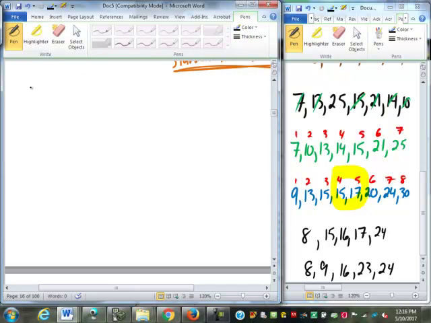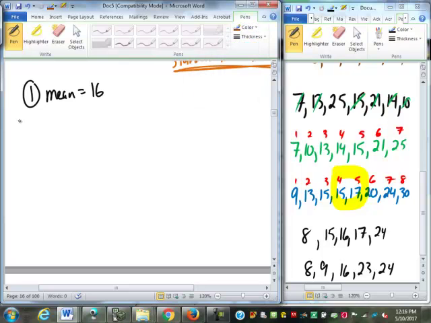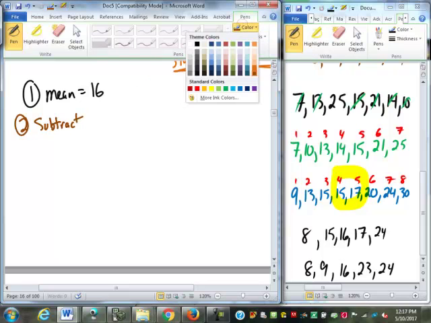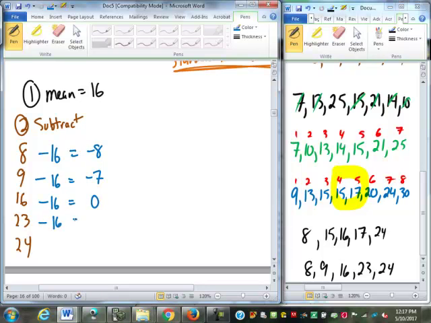Well, that second set, I'm just going to give you the mean: it is also 16. I did that intentionally. Step 2, we're going to subtract the mean from each. So we've got 8, 9, 16, 23, and 24. And we're going to subtract the mean. So 8 minus 16 is negative 8. 9 minus 16 is negative 7. 16 minus 16 is 0. 23 minus 16 is a positive 7. 24 minus 16 is 8.